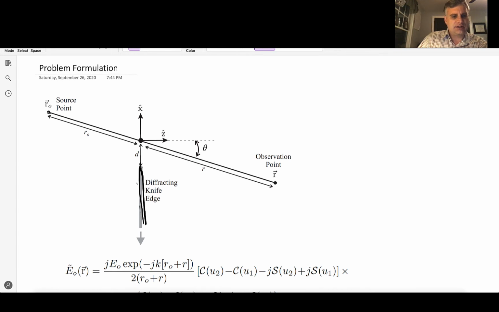So the sight line that we pick for this problem is, here's our source point, here's our observation point. And we're going to orient this problem so that the origin is along that sight line. And D is going to be the clearance distance between the origin and the diffracting knife edge. That's going to be an important thing to look at. It's important to realize you can have negative clearance distance, and what that means is that the diffracting knife edge is actually protruding past the sight line, such that the line of sight component is completely blocked.